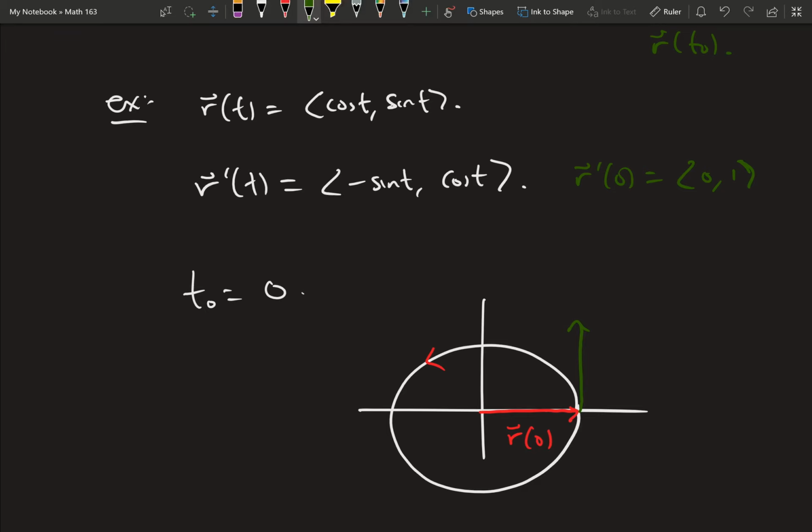So note that this vector is tangent to the circle.